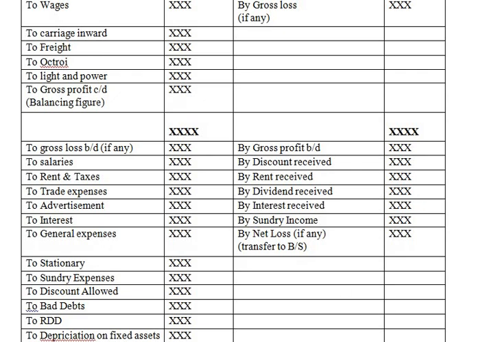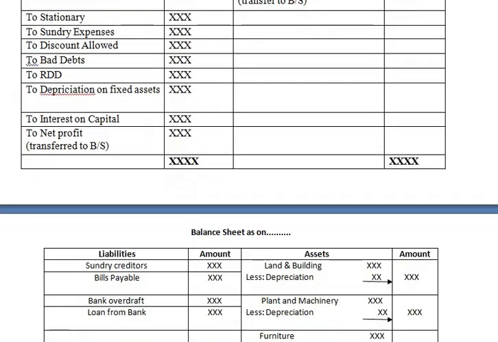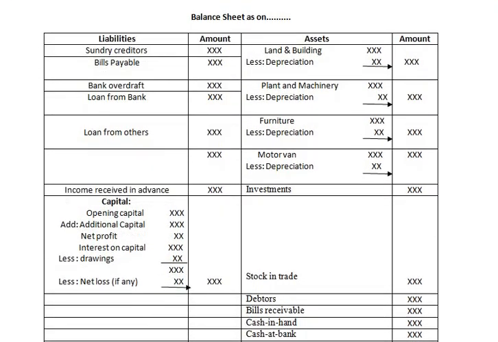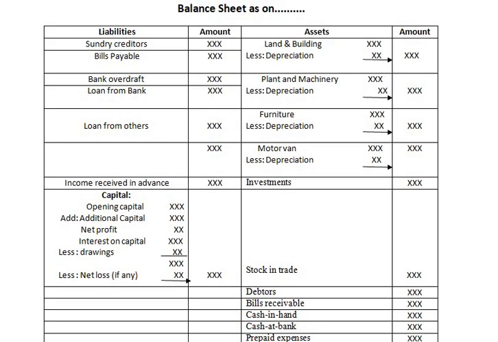We have gone through the trading and profit and loss account in the previous class, and today we'll be dealing with the balance sheet. This is the pro forma of the balance sheet. All of you, write down this particular pro forma of the balance sheet, so that it becomes easier for you when we are solving problems. So we'll begin with the balance sheet.